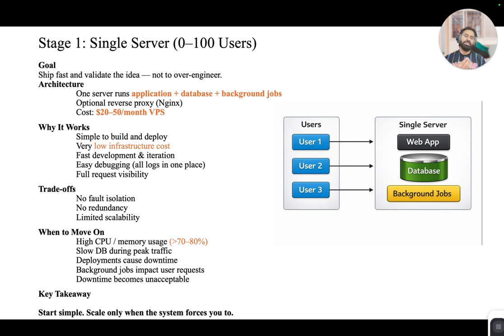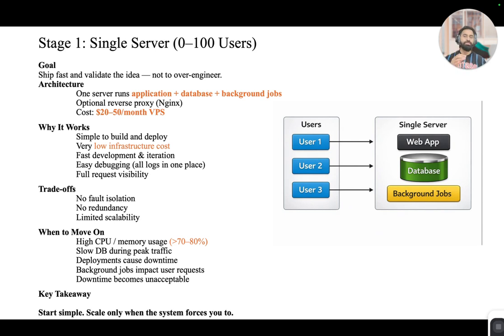So this actually lets you focus on what actually matters: the business logic, building the features, and learning from the users, right? So this is why it works so well with a single server in a very initial stage, when your users are from 0 to 100.